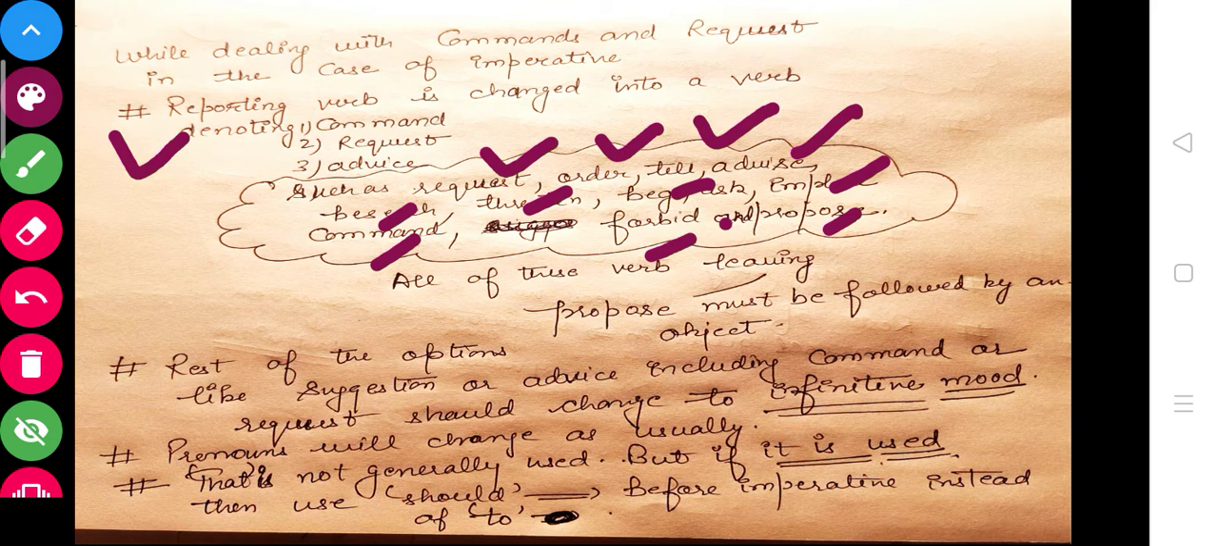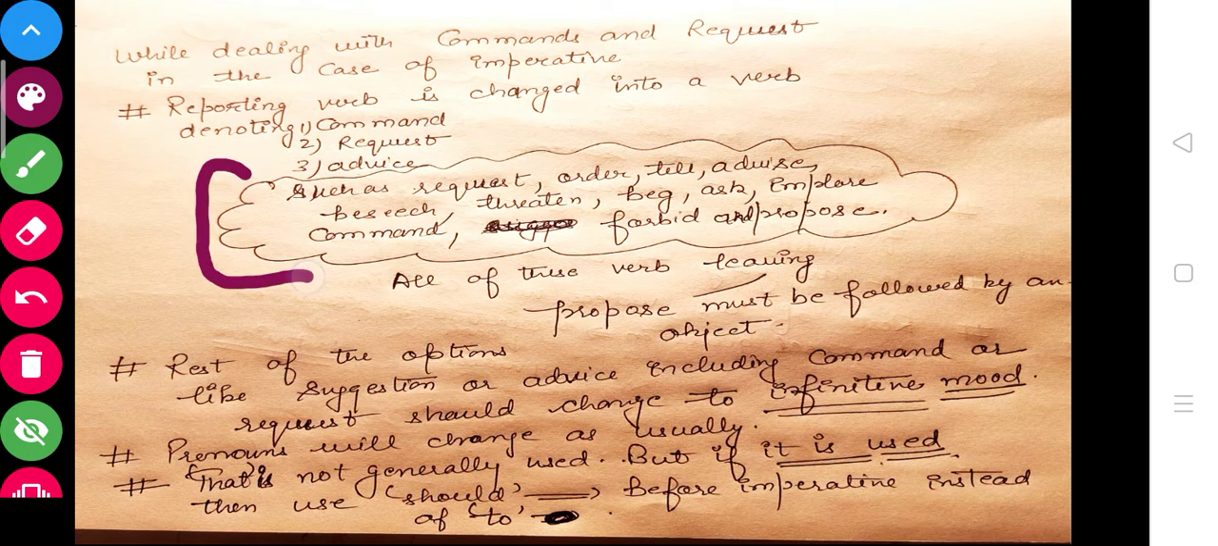Propose is going to be used when there is an object after the verb. Otherwise we can't use this verb if there is no object after it. That means when propose is used, it should have an object after it, the way the reporting verb used to carry one object with it. These are the sorts of verbs that you can use, but basically what we do is use order, request, advice, something like that.